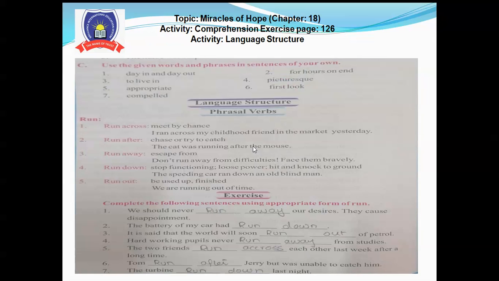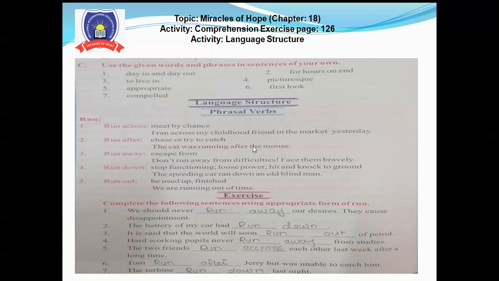Now moving to the next page, page number 126. Here is another task for you. Use the given words and phrases in sentences of your own. So what are the words or phrases given here on page number 126? Number 1, day in and day out. Number 2, hours on end. Number 3, to live in. Number 4, picturesque. Number 5, appropriate. Number 6, first look. Number 7, compelled. You have to make sentences of all these words.